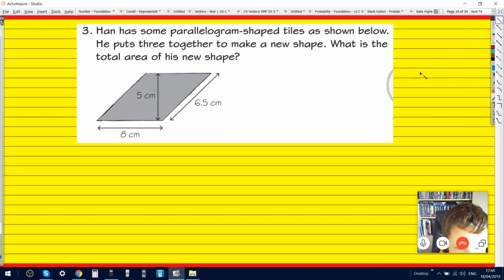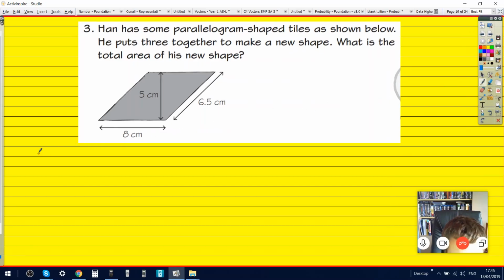Okay, how about this? So, Han has put some parallelogram-shaped tiles, as shown below. He puts 3 together to make a new shape. What is the total area of his new shape? To find the total area, we would need to add up all of the numbers. I think you're thinking of perimeter. So we would need to times them. What do we times? You times the base and the height. And so that would be 8 times 5, which is 40 centimeters. Well done.